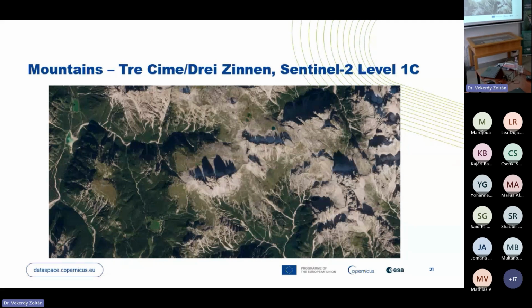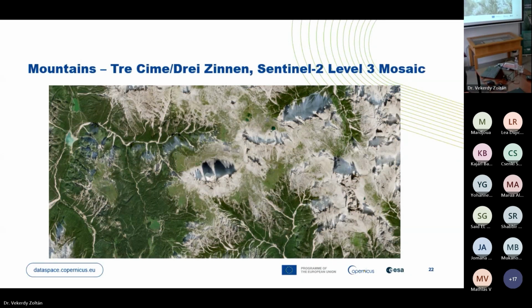So the monthly mosaic, is it going to be better or worse? Is it better? It's a product of level 2 images. It's built from a series of level 2 images. So that means that the whole shadow correction and slope correction artifact is there. The clouds are filtered away, which is okay. But still, a lot of these correction artifacts.